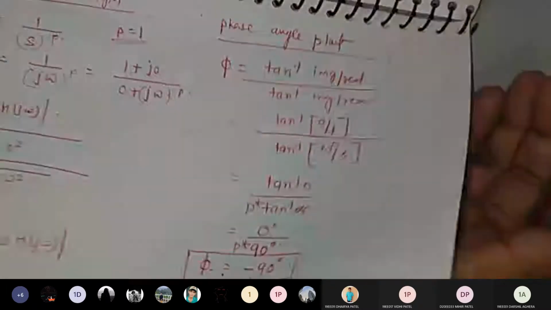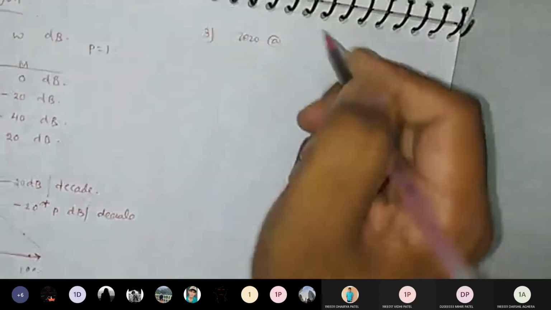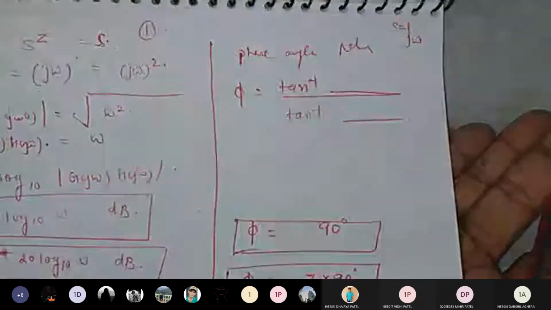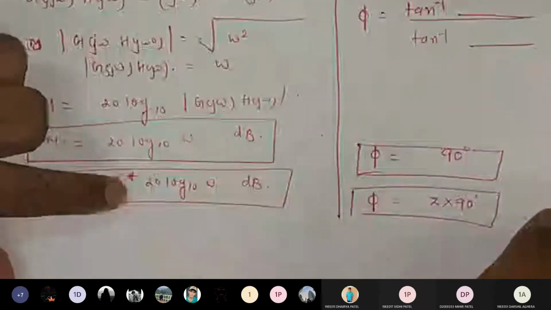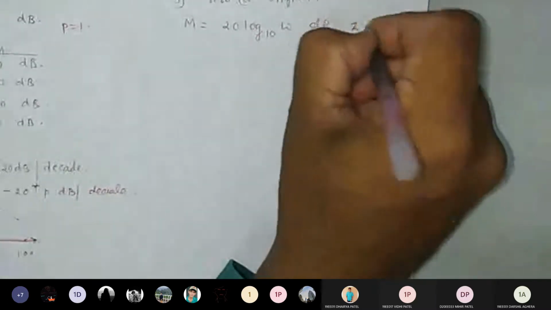Similarly, I am taking factor number 3. What is factor number 3? Zero at origin. Factor number 3 is zero at origin. What is the equation? M is equal to, sorry, 20 log omega. It will be 20 log omega. Right now I am taking Z is equal to 1.